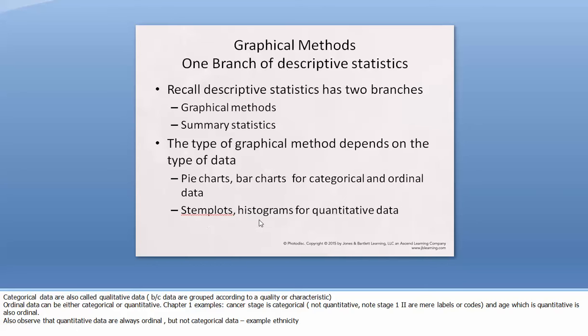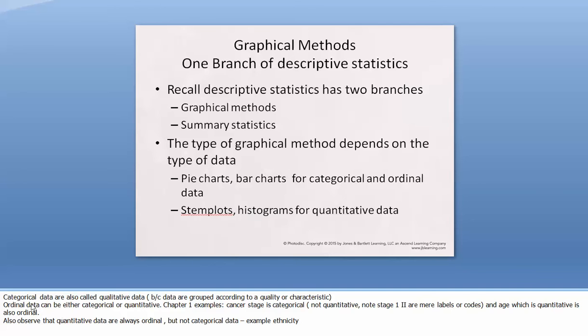Now, let me tell you a few more things about the different types of data. First of all, categorical data are also called qualitative data. Because see how categorical data is defined? It's actually grouped data, right? The data is grouped according to a quality or a characteristic. Remember ethnicity? Ethnicity is the characteristic that you use to group the data.